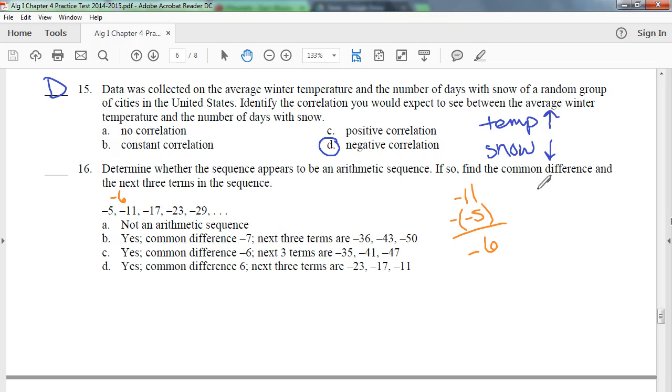And then try again with the next one. Negative 17 minus negative 11 really means plus 11. Again, that's negative 6. And if we get all the way across and all of those are negative 6, then we have a common difference, and that is an arithmetic sequence. The common difference is negative 6, and the next three terms would be negative 29 minus another 6, which is negative 35, minus another 6 is negative 41, and minus another 6 is negative 47. So 16 is C.